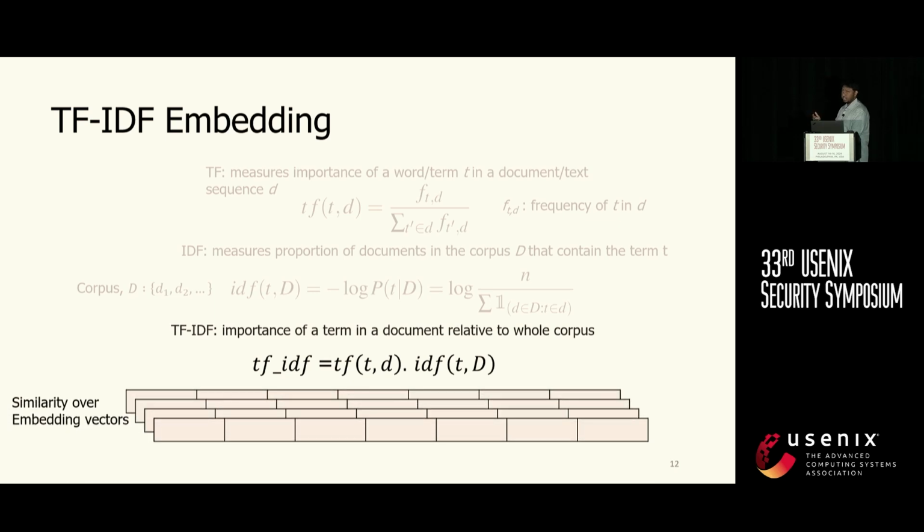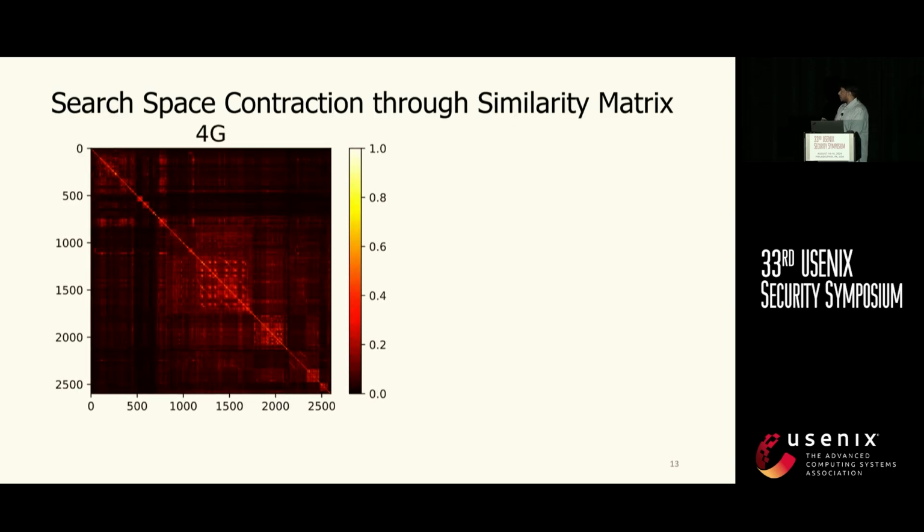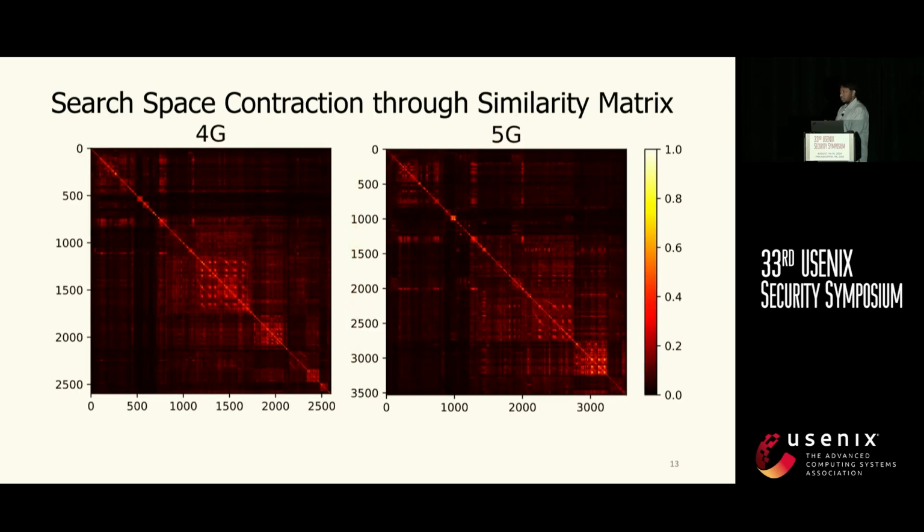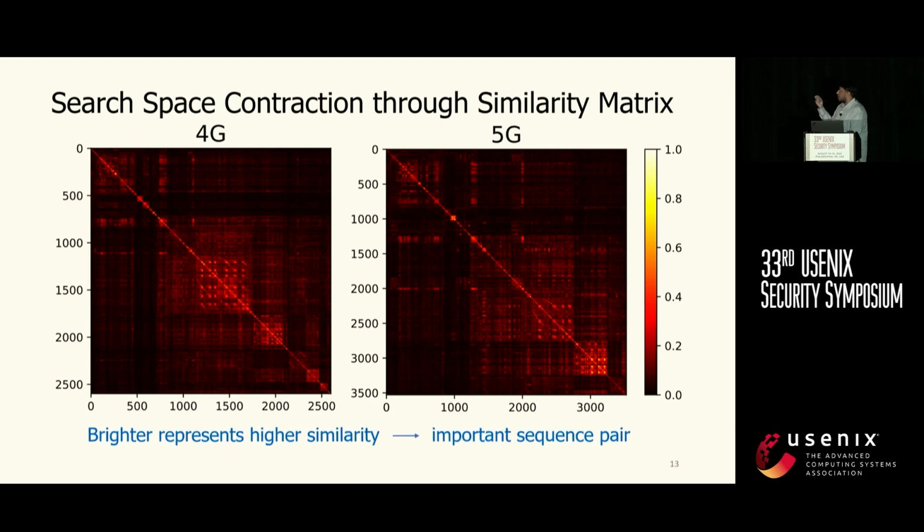From these TF-IDF embeddings, we calculate the similarity based on a cosine similarity matrix. Here are the matrices for the 4G and 5G documents. If we consider the x-axis as the list of sequences, and the y-axis also as the list of sequences, we measure the pair similarity. If we look at the matrices, we see that there are brighter points. The number of brighter points is very low compared to the overall matrix. So if we filter the data in this way, we end up with only a small set of data points, which are very efficient to deal with.